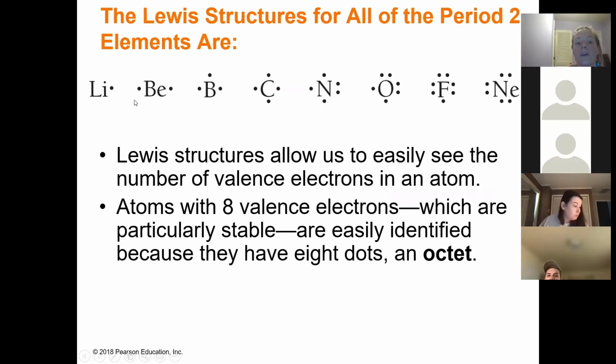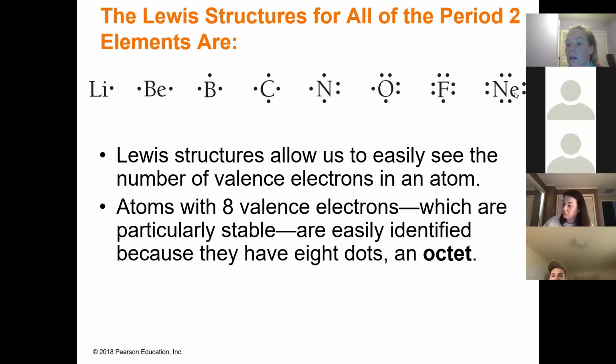All right, so these are the first few atoms. We've got lithium, beryllium, boron, carbon, nitrogen, oxygen, fluorine, and neon. Lithium is in column 1, so we give it 1 valence electron, 1 dot. Beryllium is in column 2, so we give it 2 valence electrons. Boron, column 3, 3 valence electrons, so on, all the way to neon. If you look at neon over here, it's in column 8. It has 8 valence electrons, so 2 in each quadrant on each side. That is very, very stable.